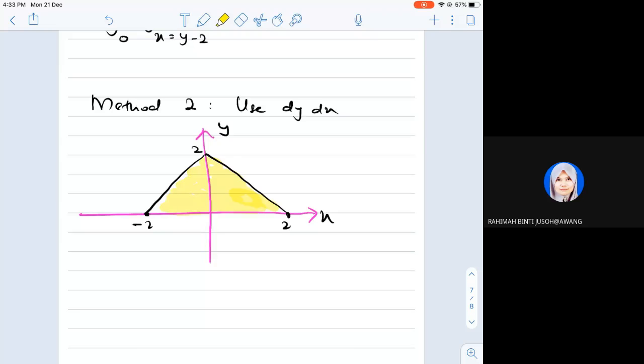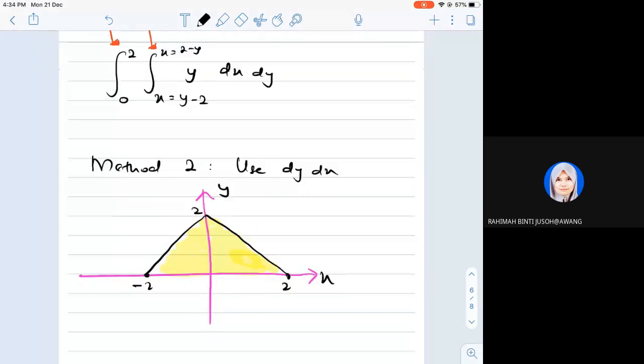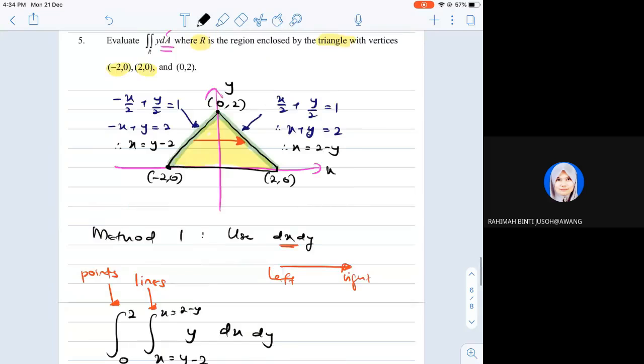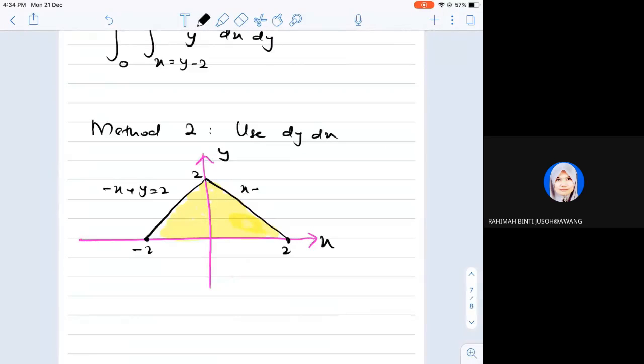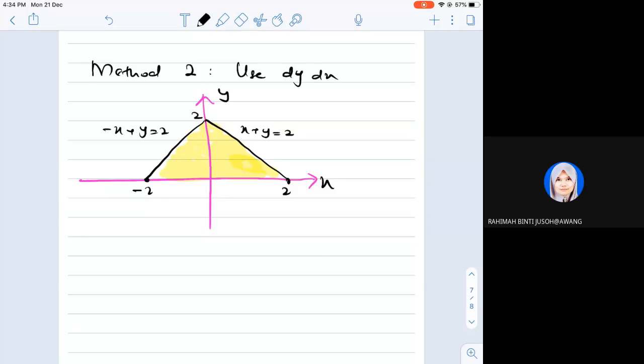Okay, and then we have this negative x plus y. And then this one x plus y equals to 2. Okay, now we want to use dy over dx. Okay, dy over dx. So double integration y dy dx.